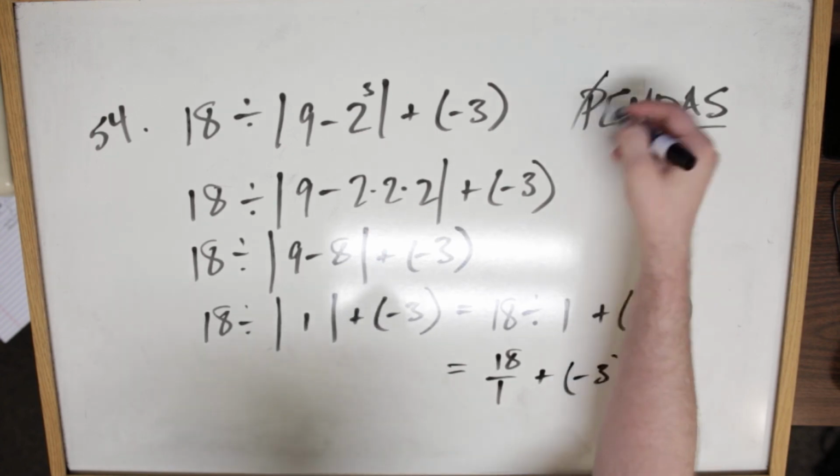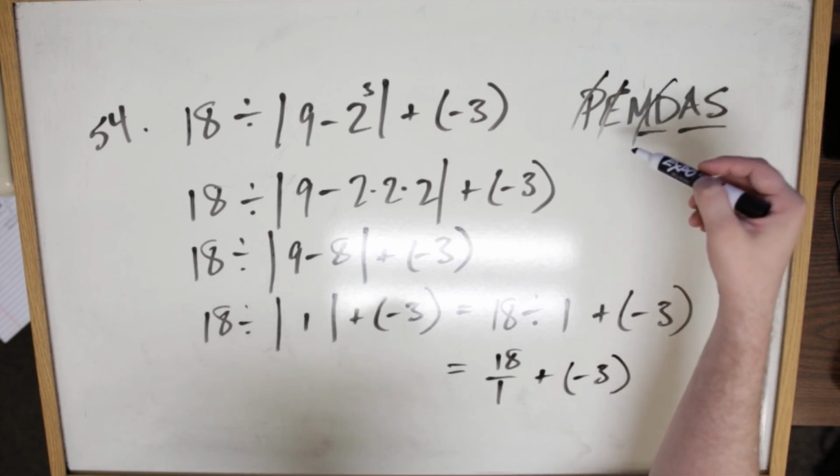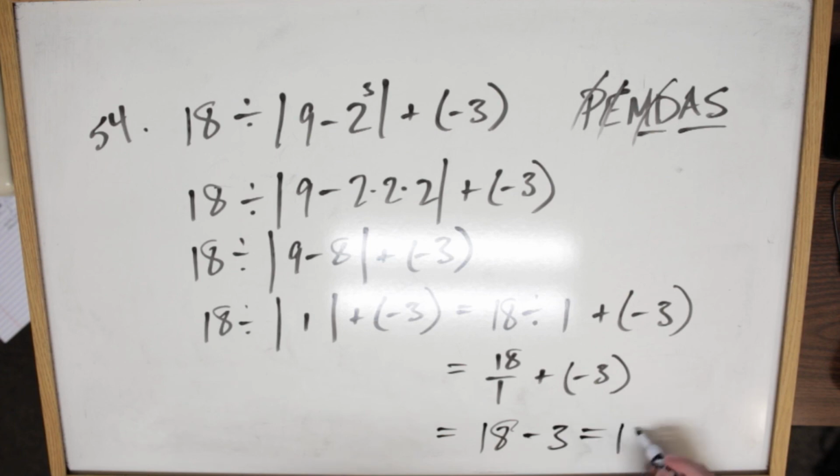Okay, so that's done. That is done, right? Because this is going to just be 18, and I'm subtracting 3. So what do I get? 15. Here's my final answer. All done. Positive 15.